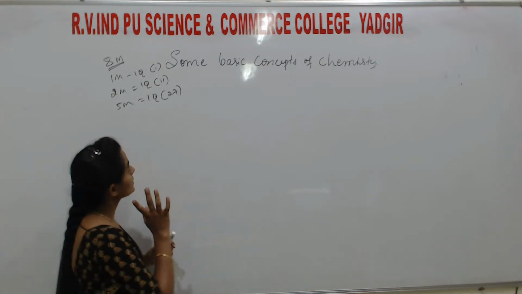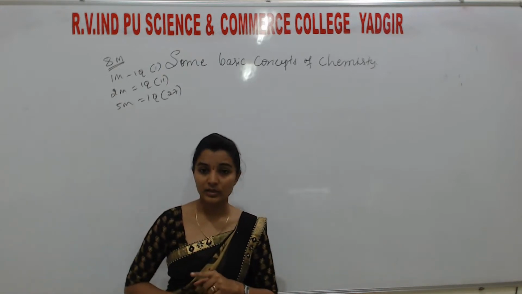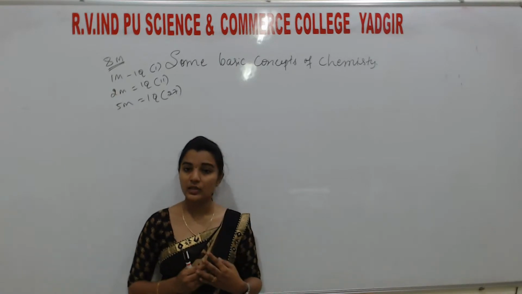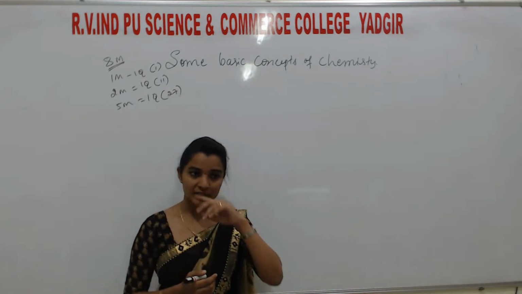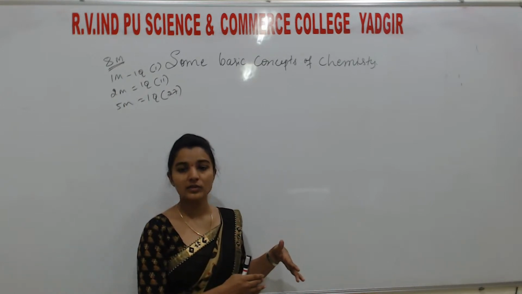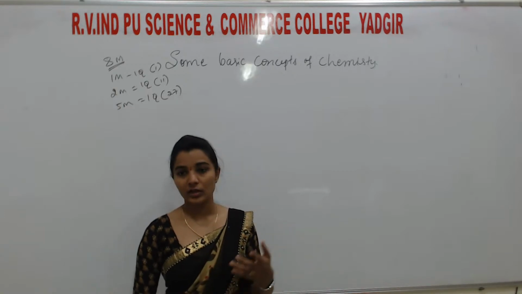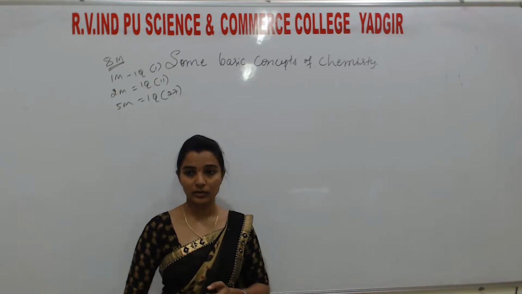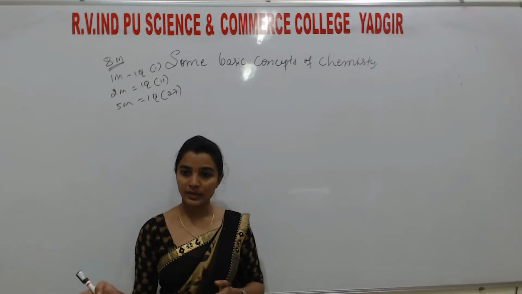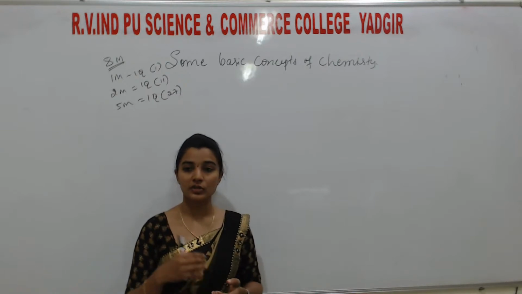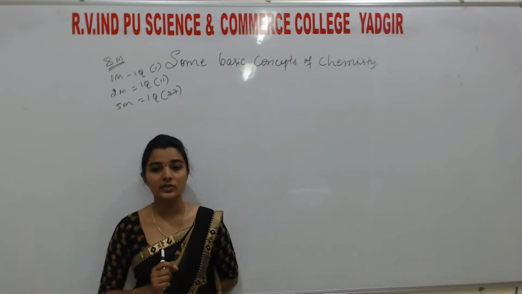Okay, so this is some basic concepts of chemistry. In this chapter, what we are going to study initially is the classification of matter, especially chemical classification. Matter is classified physically as solid, liquid, gases. Similarly, it is classified chemically in different ways, like mixtures and pure substances. In that again, classifications like compounds, elements, heterogeneous mixture, homogeneous mixture. That is what we are going to study in this chapter.